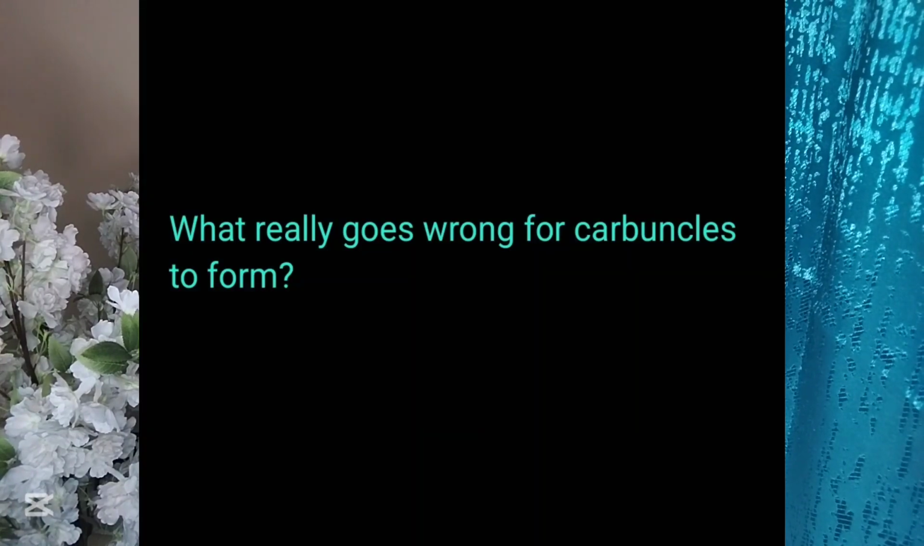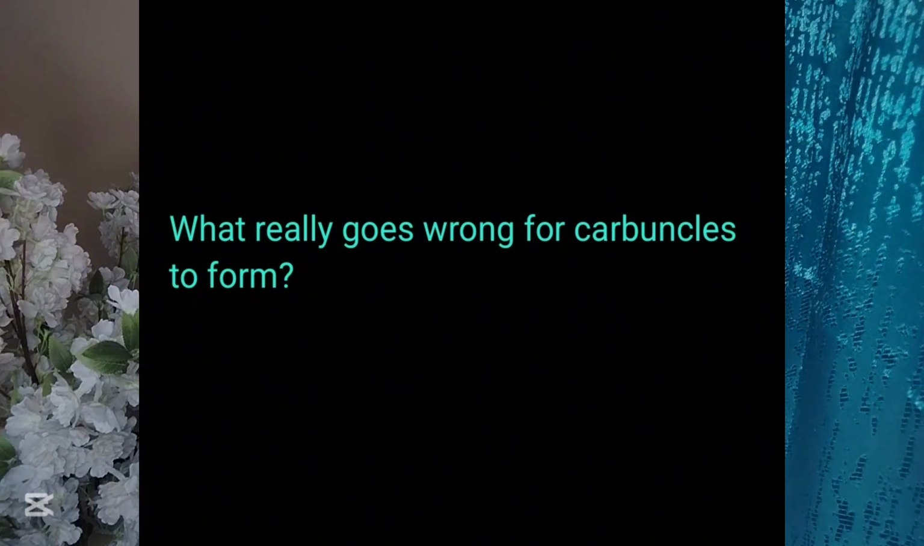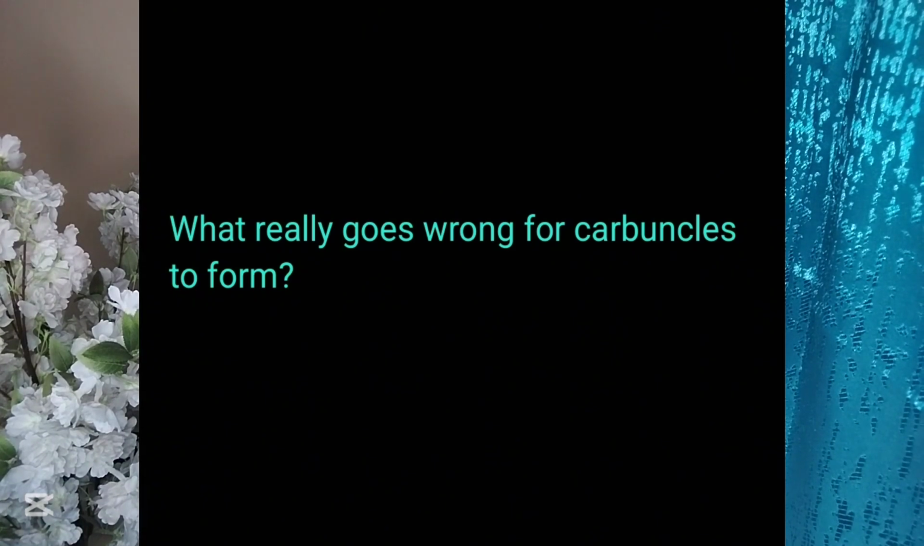What happens in a carbuncle is when the bacteria infects two or more hair follicles, there is a recruitment of the cells of the immune system. The immune system, by the way, is a system in your body that is responsible for fighting off any invading germs, for example, bacteria. Among the cells of the immune system that get recruited are the macrophages.